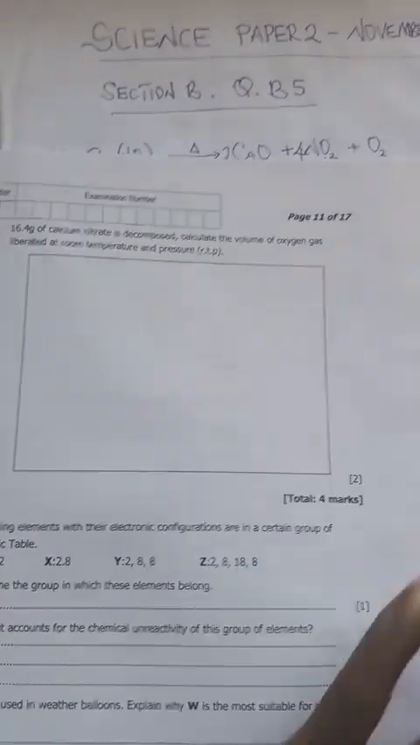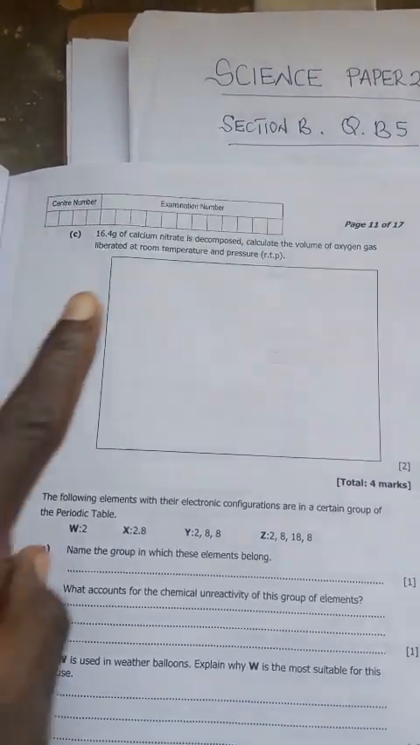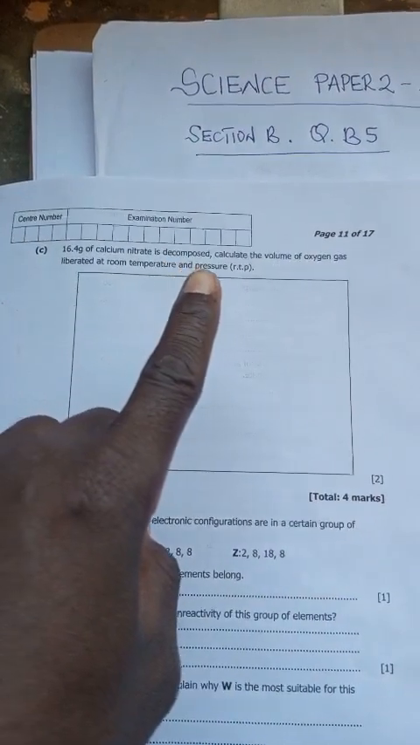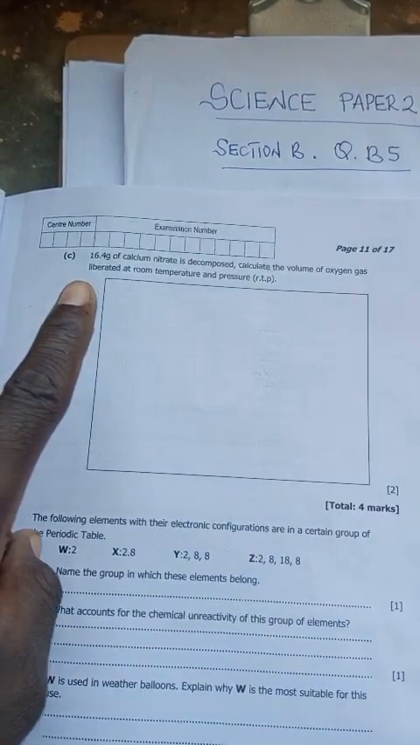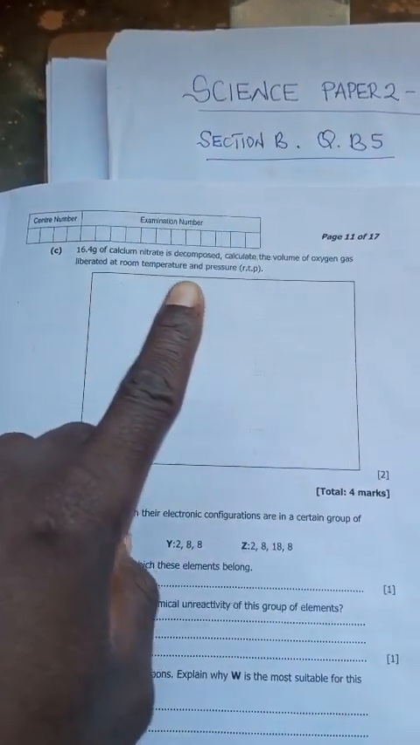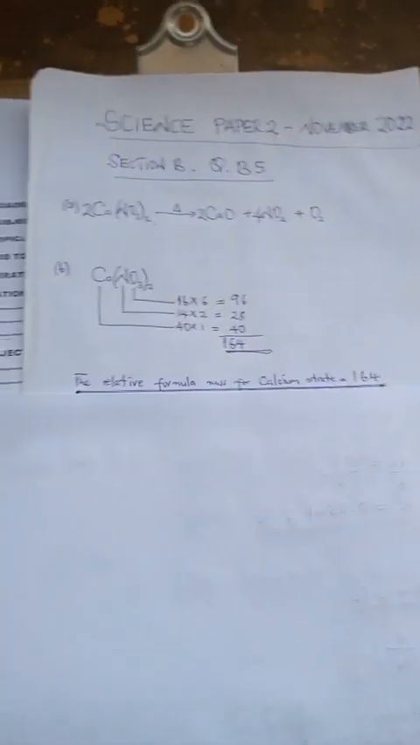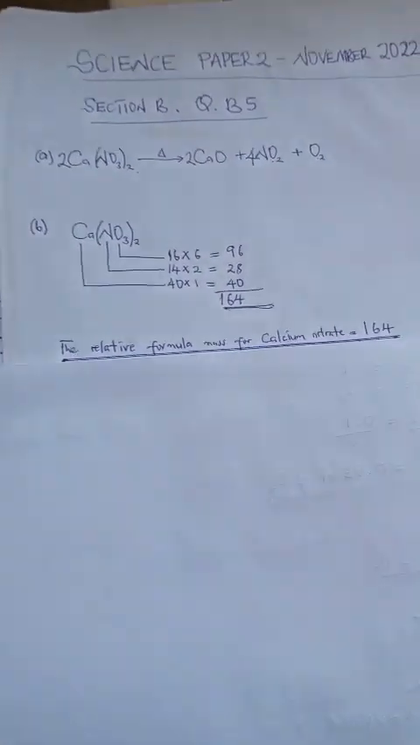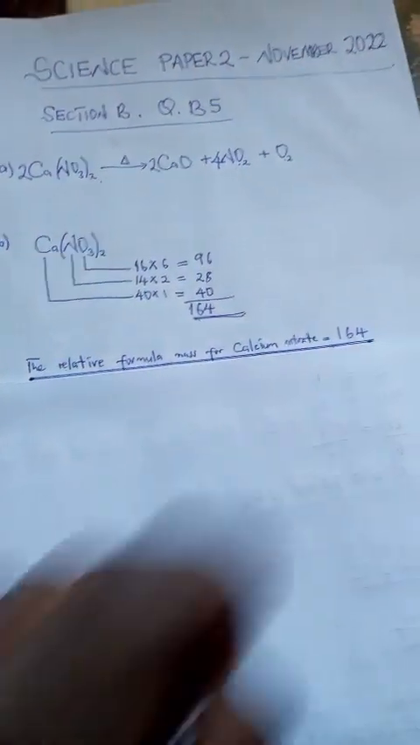The next question says 16.4 grams of calcium nitrate is decomposed. Calculate the volume of oxygen gas liberated at room temperature and pressure. At room temperature and pressure. This is very important, guys. Okay, so on the previous question, the relative formula mass for calcium nitrate is 164. Remember, it doesn't have units.